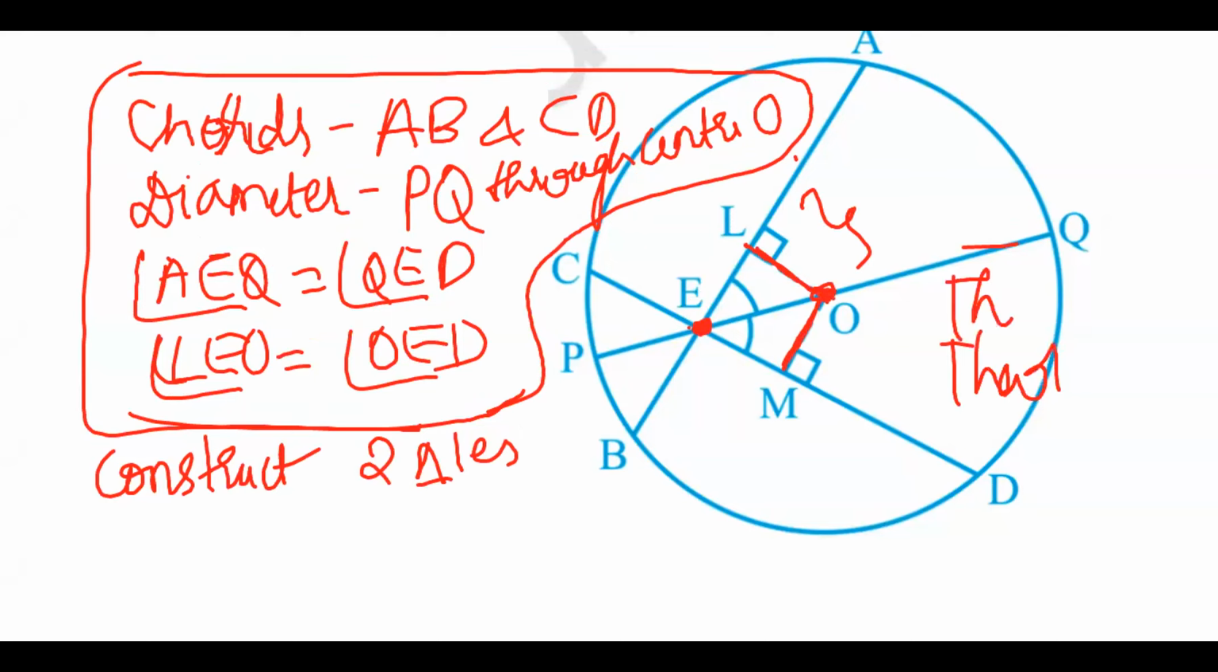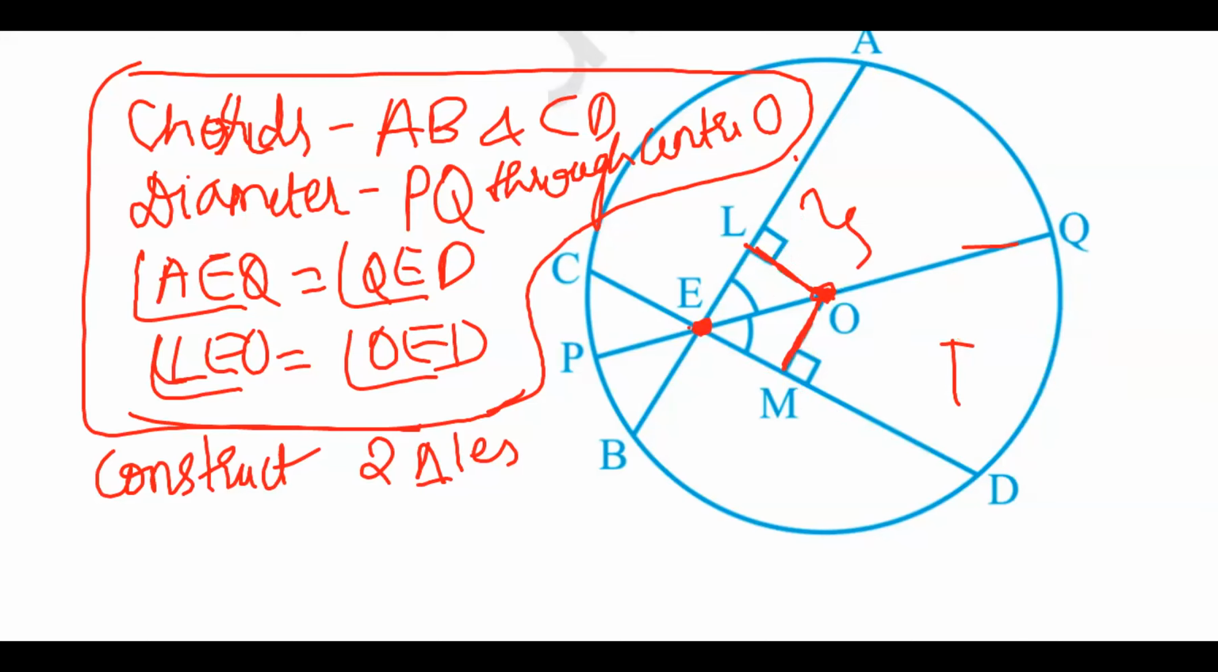Theorem number 5 states it in a different way. Equal chords have equal distance from the center. And in theorem number 6, equal distance from the center gives you equal chords. Okay? So to apply theorem number 6, what you have to prove is OL is equal to OM. How will you prove OL is equal to OM? It is just by congruency.